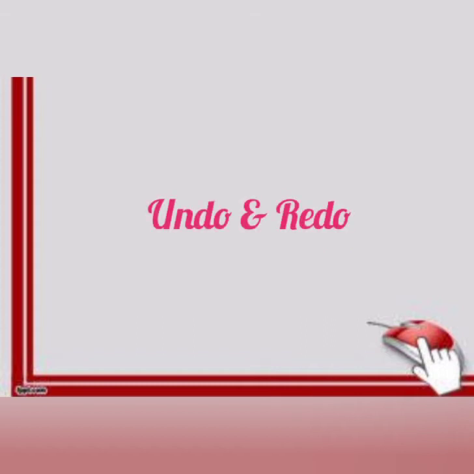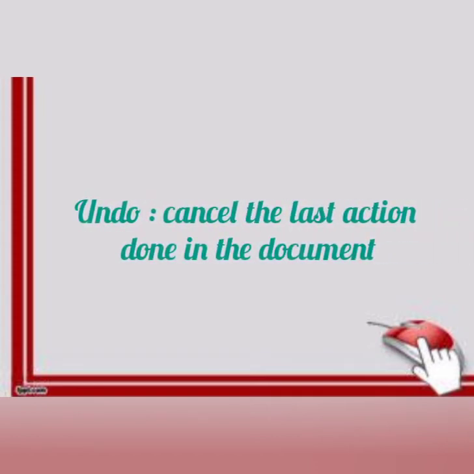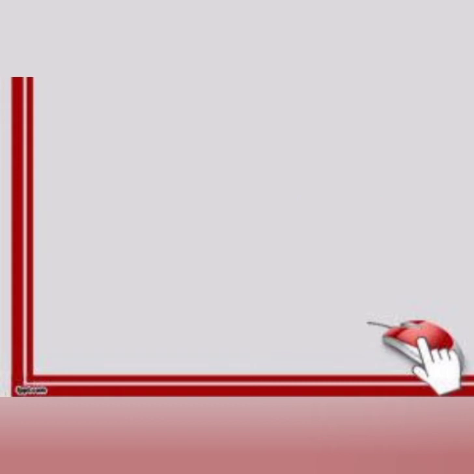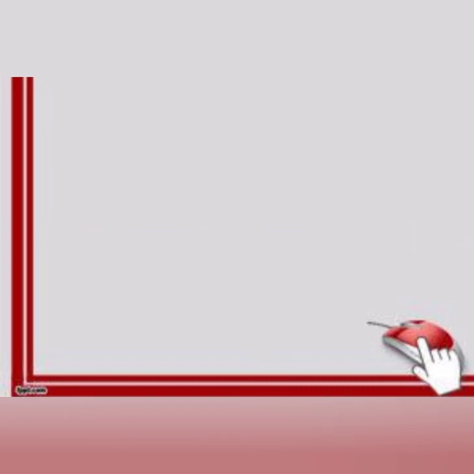Next topic is undo and redo. Undo command is used to cancel the last action done in the document. Redo command is used to cancel the action of the undo command. The undo and redo commands are present on the quick access toolbar.